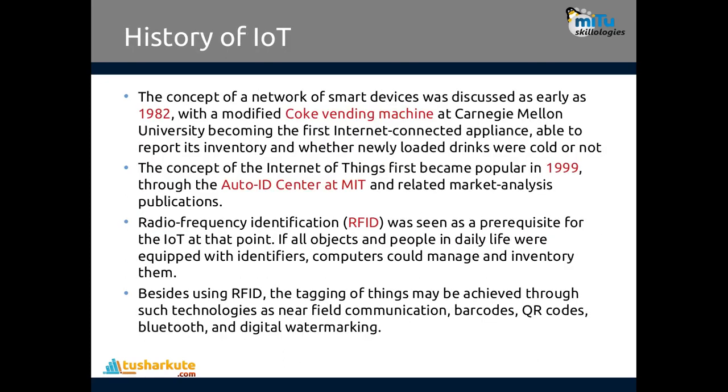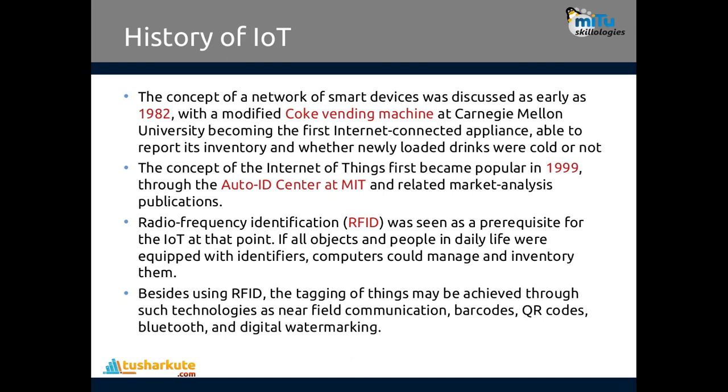Now, when this IoT was created, the concept of a network of smart devices was discussed as early as 1982 for the first time. A modified Coke vending machine at CMU, that is Carnegie Mellon University, became the first internet-connected appliance, able to report its inventory and whether newly loaded drinks were cold or not. It's very interesting that in 1982, for the first time, a Coke vending machine contained internet IoT activity.